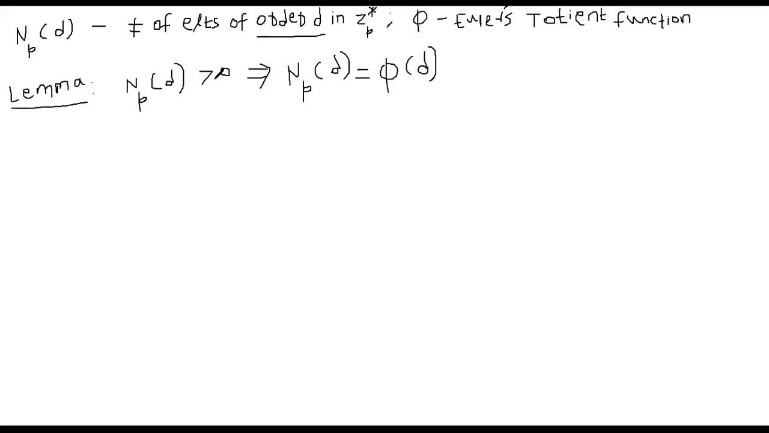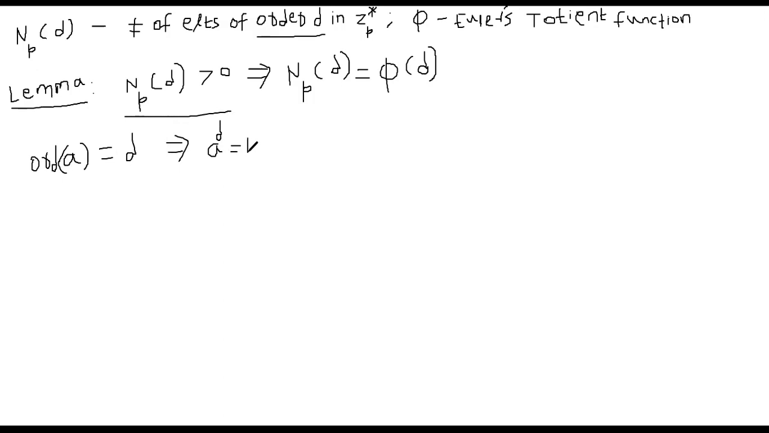Now consider the scenario that we are given N_p(d) is greater than 0, right? That means there must be an element a with order d. If I call the function order just to denote the order of the element, it must be order of a equals d. There must be an element, right? Otherwise, they wouldn't have given this precondition here. What can we say if an element has order d? This implies a power d is 1. This is the basic definition of order.